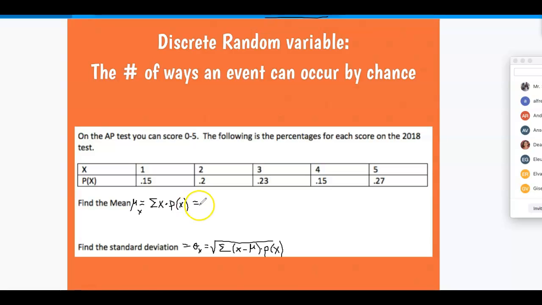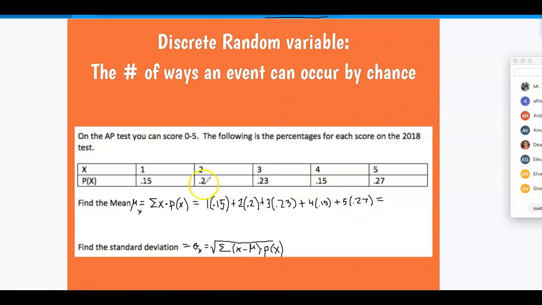So here's the formula, sum of x times p of x. We'll do it on the calculator as well. So we're going to take X value is 1, and its probability is 0.15. We multiply those together. So multiply first before you add. That gives you the mean of the distribution.